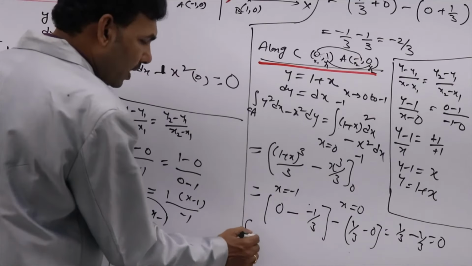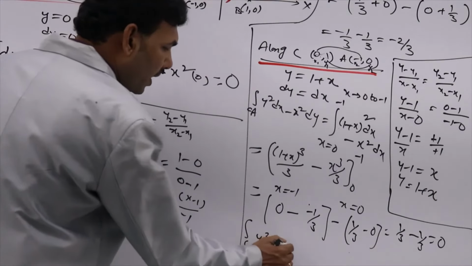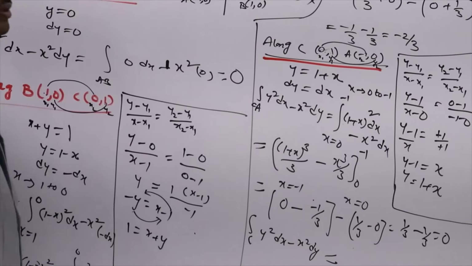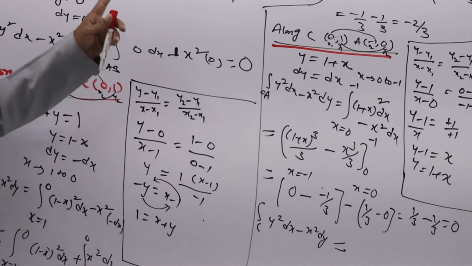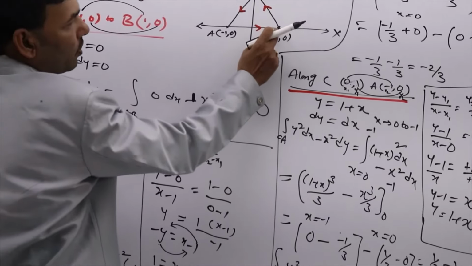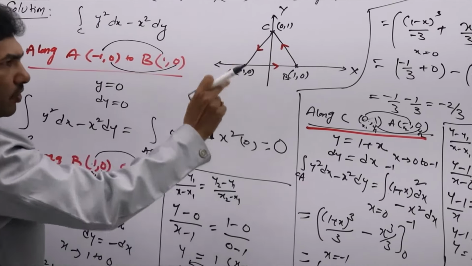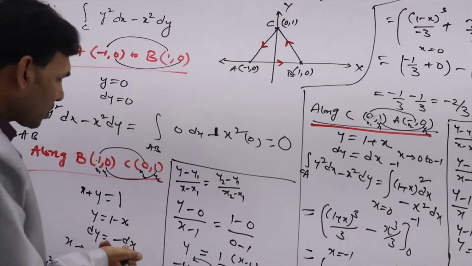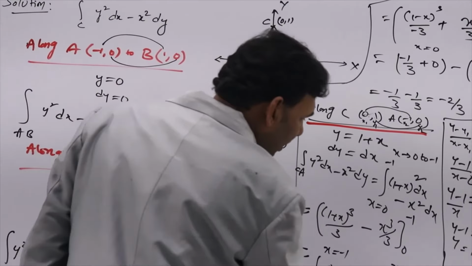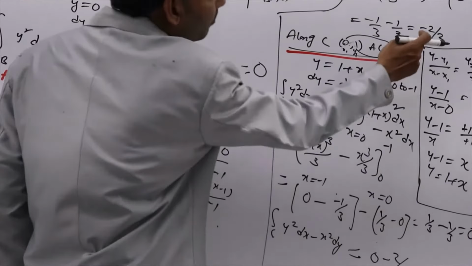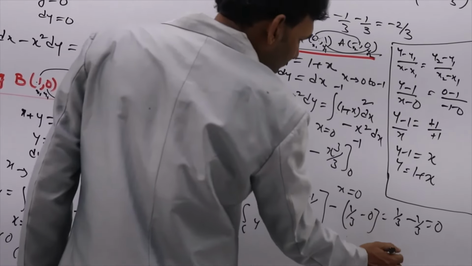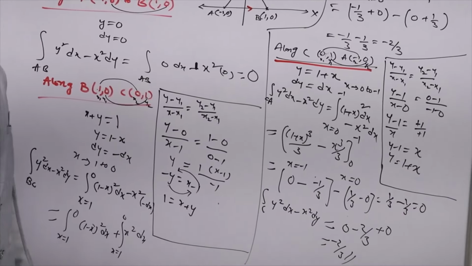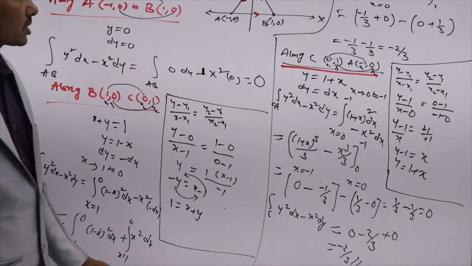Finally, we need the value of the integral over C of y squared dx minus x squared dy. This value will be the total value along the three directions. In this direction you evaluated one value, in this direction another value, in this direction another value. You need to add all three values to get the final answer. The first answer is 0, the second answer is minus 2 by 3, the third answer is also 0. So finally what you will get? Minus 2 by 3. Clear? Any doubts you may ask anywhere.